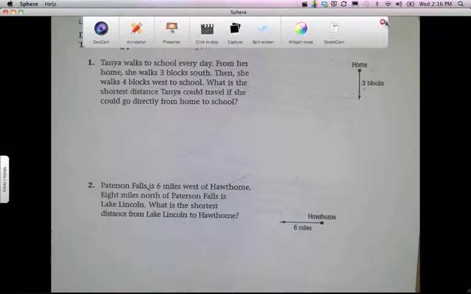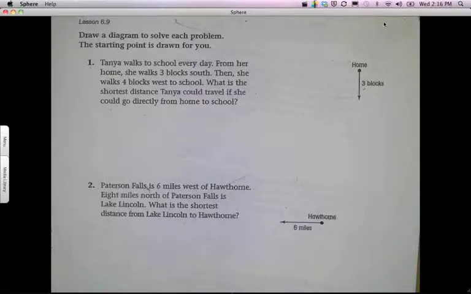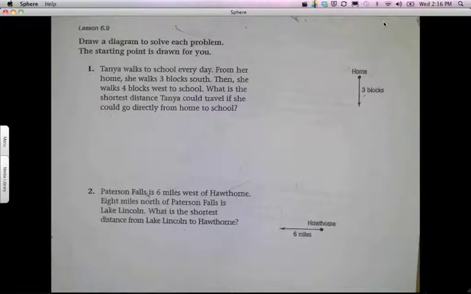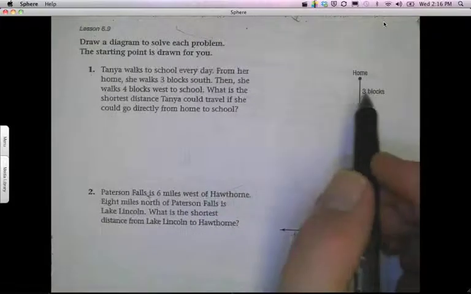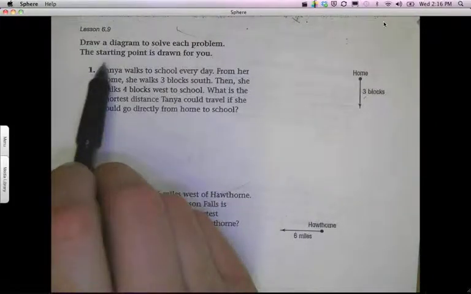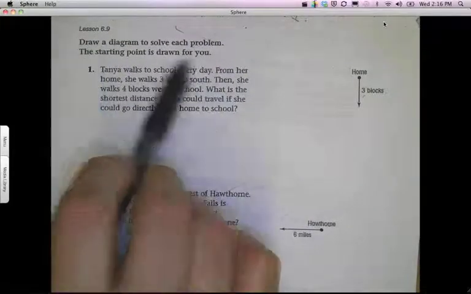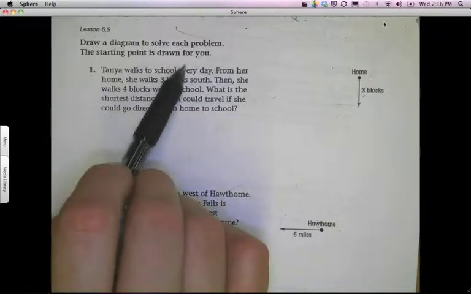Okay, for these problems, we are in Chapter 6, Exercise 35, and we're trying to solve problems by drawing a diagram. This is from Lesson 6.9. So, here you're supposed to draw a diagram to solve each problem. The starting point is drawn for you.